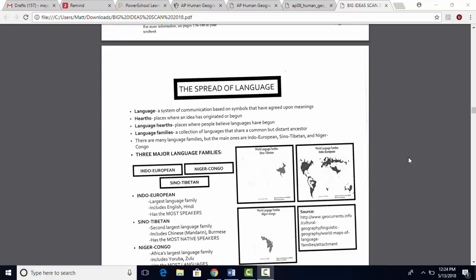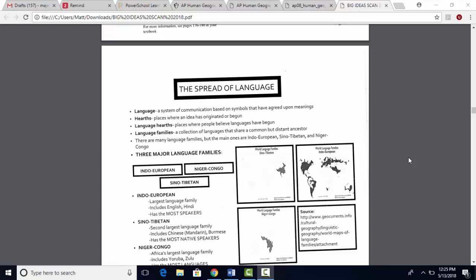The most common grouping of languages is something called the language family. They are a collection of languages that share a common but distant ancestor. There are many, but the main ones, and there are three big language families. Indo-European is the largest of them all. Sino-Tibetan is next, and then Niger-Congo. Indo-European is spread throughout Europe and parts of Asia, especially Southwest Asia and South Asia. Sino-Tibetan is clustered in East and Southeast Asia.